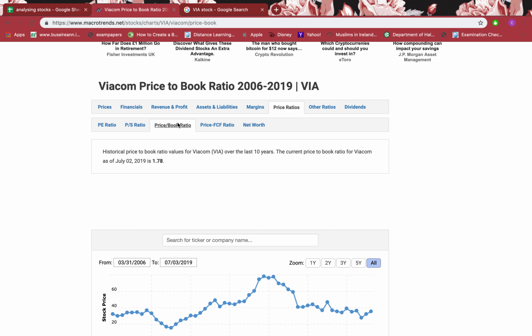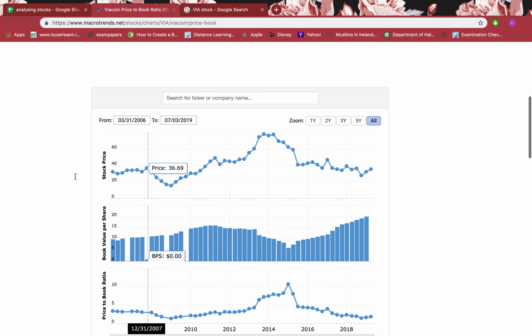It's Viacom, because sometimes it's the same symbol for many firms, so you need to be careful. I'll explain briefly what price book ratio is. Book value is the real value of the stock, and stock price is the market value. For example, if the book value is $1, which is the real worth of the share, and the market price is $2, you're paying $2 for something that is only $1 worth. So it means that you're buying an expensive stock.